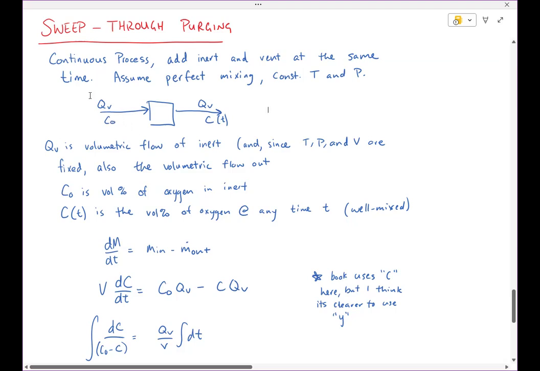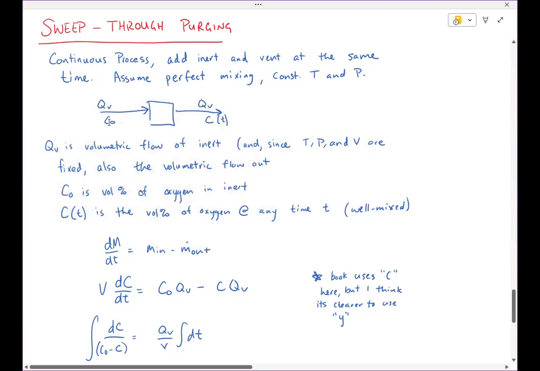But just to define some of our variables, we'll call the volumetric flow rate of inert Q sub V. We are not going to be adding volume. That would be impossible. So however much volume we add, we also must be removing. So that's why Q_V is the same both in and out.